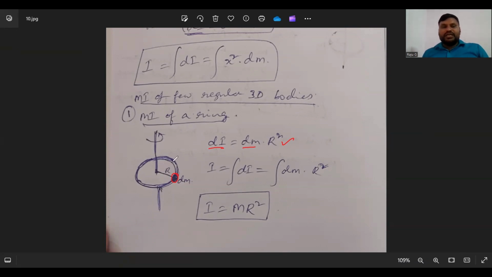To get the moment of inertia of this ring about the axis, I is equal to, we need to integrate dI. Then integral dI is equal to integral dm into r squared. Integration of dm means all such elementary particles, if you sum up, you will get the total mass of the ring. Total mass of the ring is m. Then moment of inertia of the ring, I is equal to mr squared. Moment of inertia of the ring about its axis is mr squared.